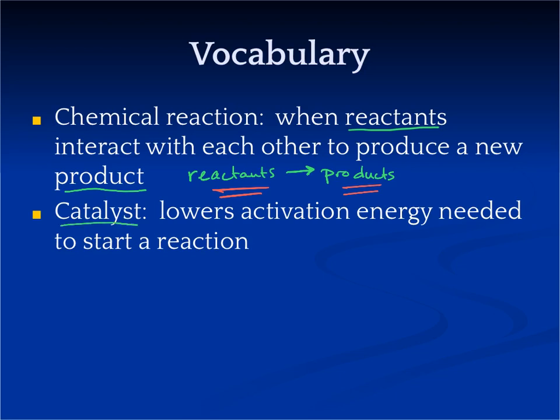Another vocabulary word we're going to talk about here is catalyst. A catalyst is anything that lowers the activation energy that is needed to start a reaction. So to get a chemical reaction to start, you oftentimes need to have a little bit of energy input. It's like getting your car rolling from a stop. You give it a little bit of gas, and that's what starts the rolling. A catalyst lowers activation energy so that a reaction can get started.